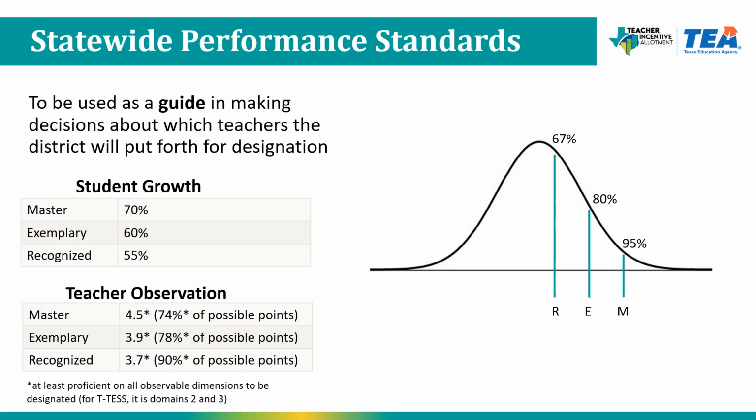However, your district will designate based on the number of teachers who meet the district's effectiveness bar. Districts must define their own performance standards and cut points for each level of designation, which may vary for different groups of teaching assignments. The only statutory requirement is that all designated teachers must be at least proficient on all observable dimensions.